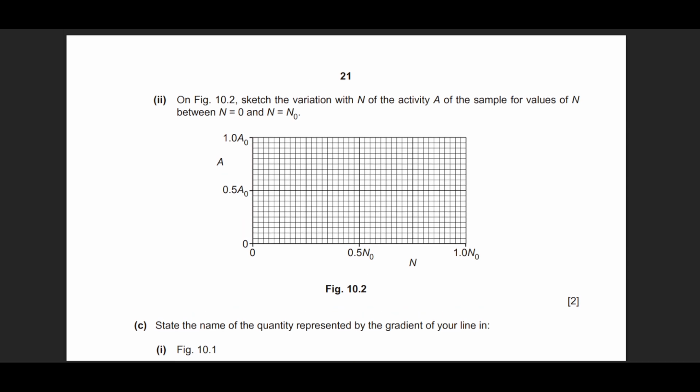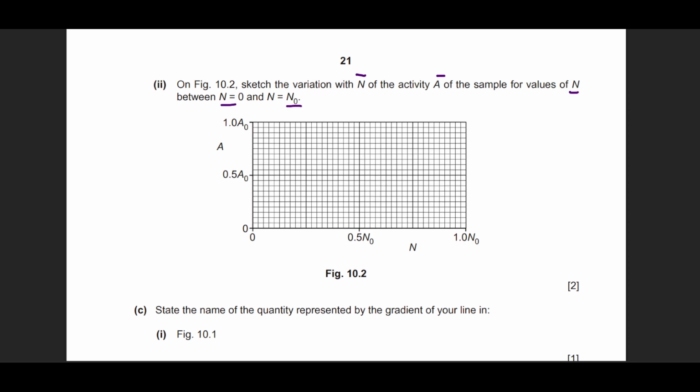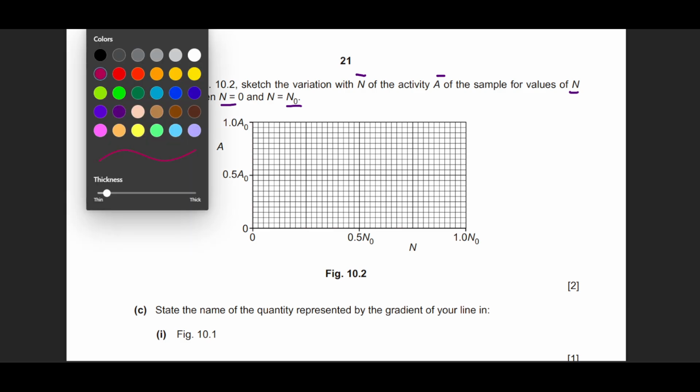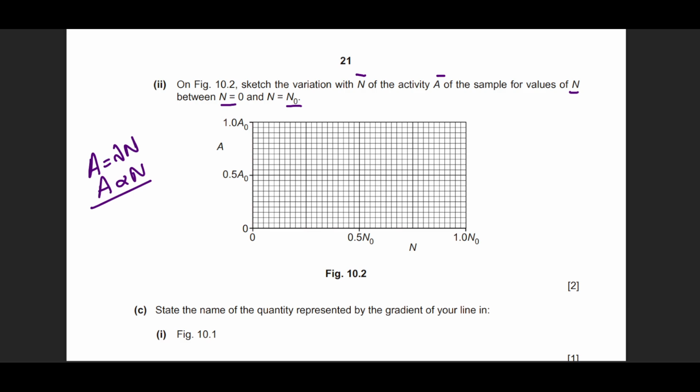Now he asks you to find the graph of the activity. He says sketch the graph of activity A against N, for sample values of N between 0 and N0. We had the formula A equals lambda N, and we can see that A is proportional to N, where N is the number of undecayed atoms. So between activity and N there is a direct proportionality. It's going to look something like this: a straight line, right? At 1A, we will see 1N, so we have this coordinate over here.